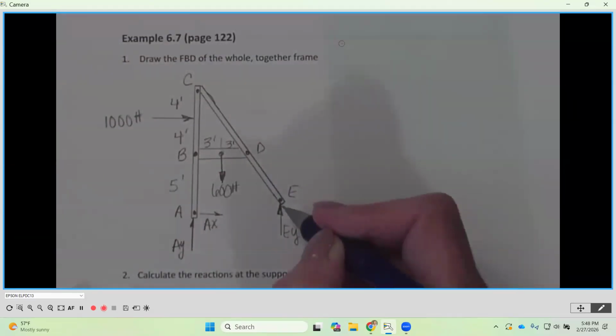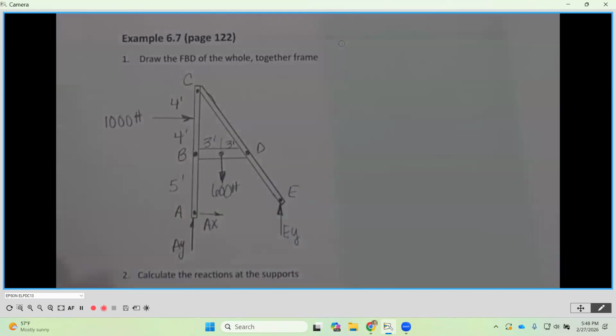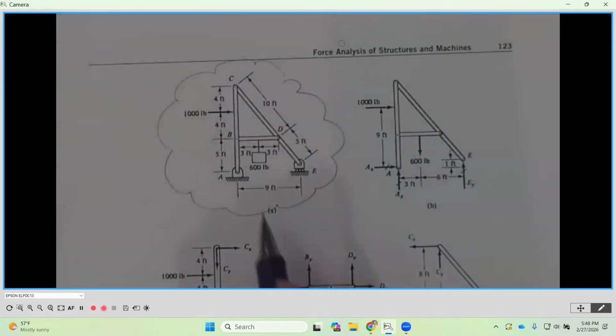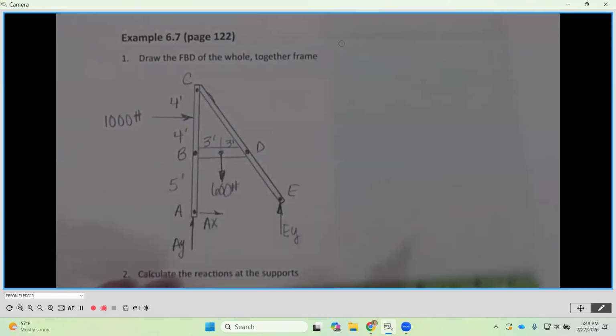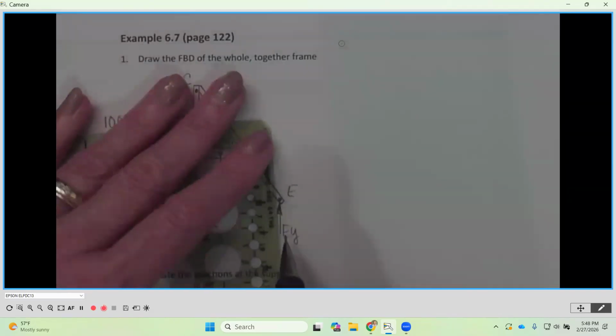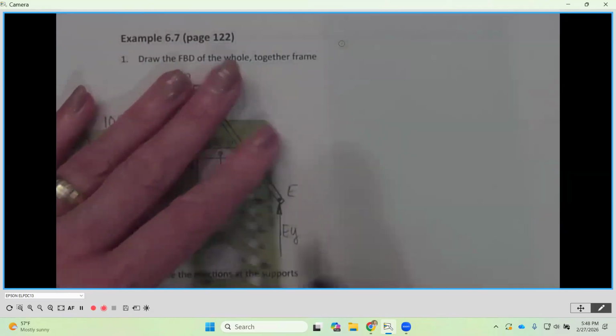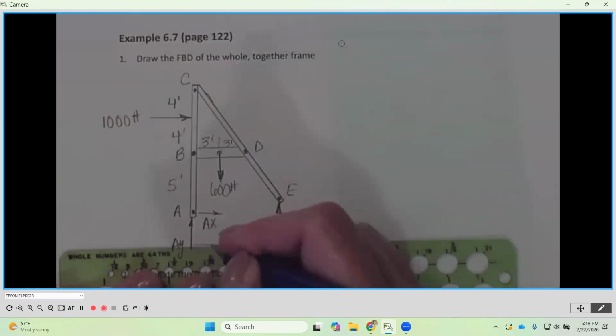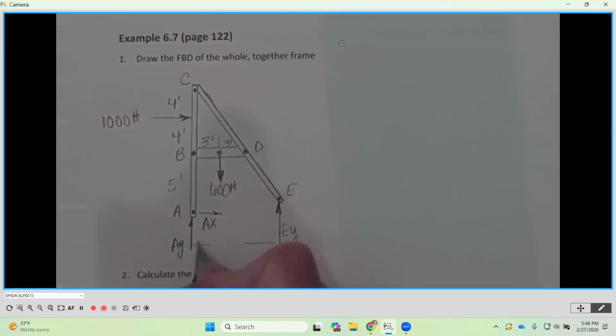Okay. Then we want to show the dimension between A and E. So that's going to be, it looks like 9 feet. And let's see if I can get this in here as a dimension like this. There we go. So this is 9 feet.